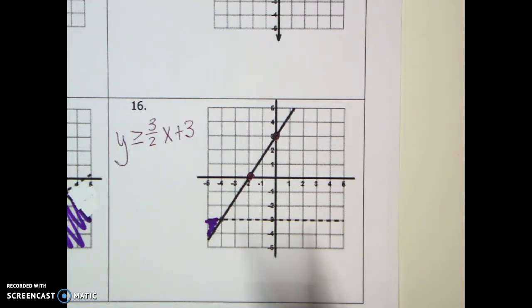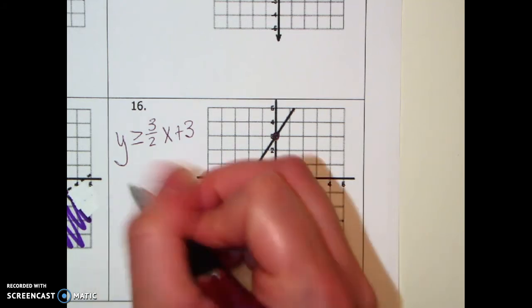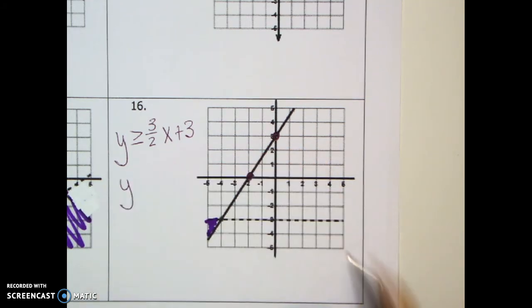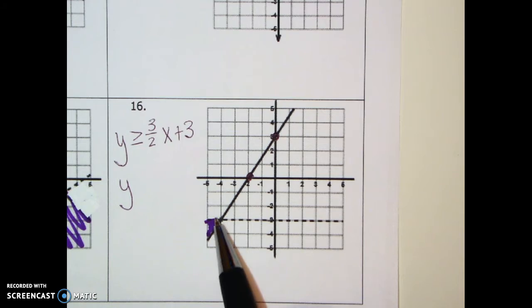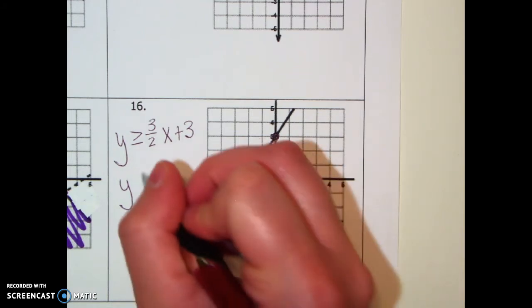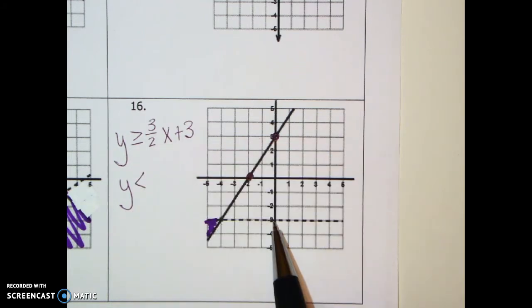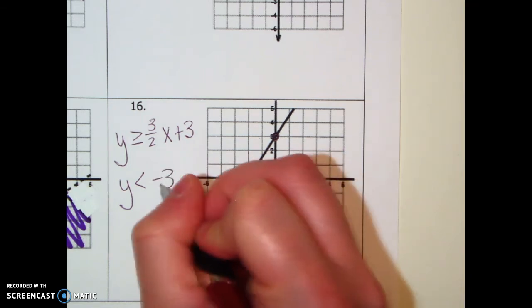And for the last one, it's a straight line across. So this is Y. And it's shaded below it, so it's less than. And it's at -3.